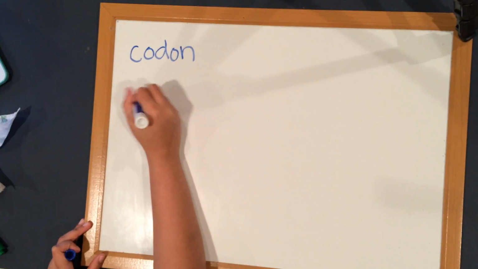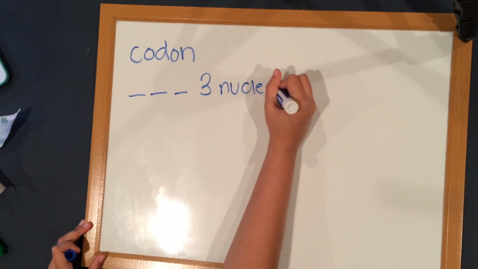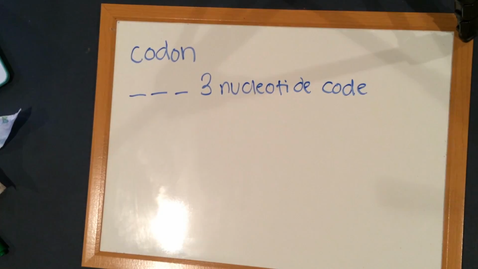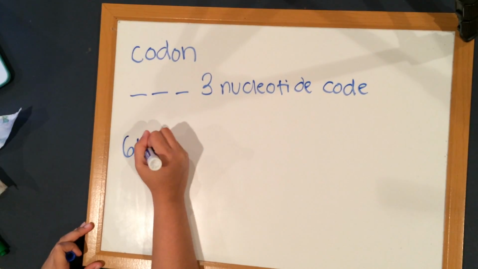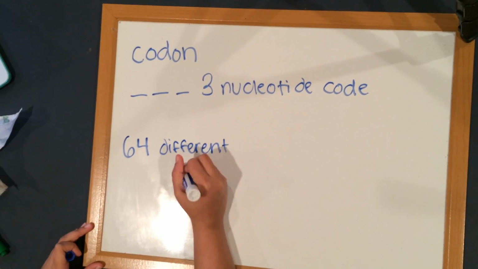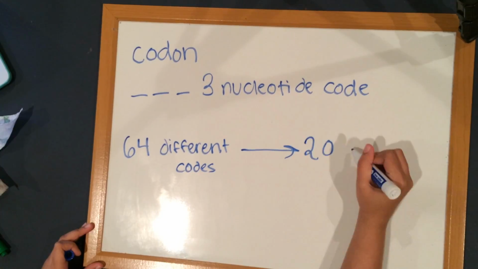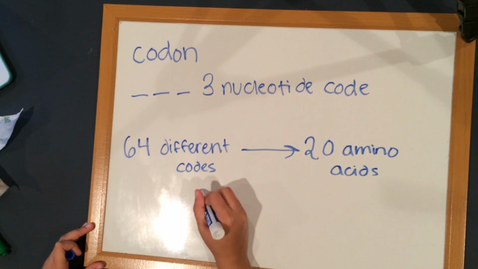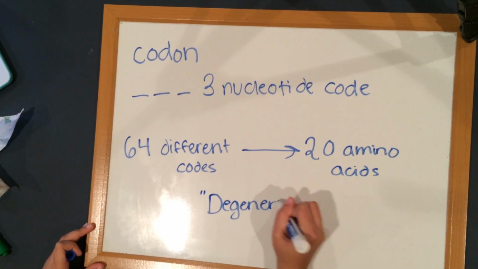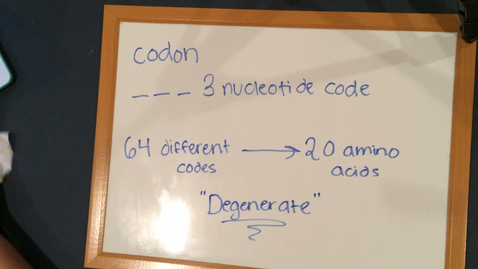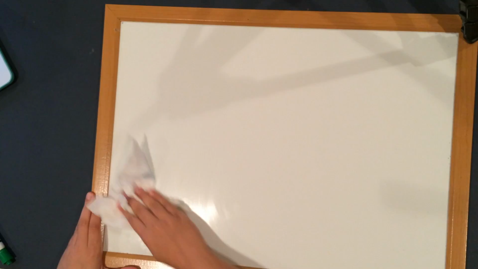The genetic code uses mRNA nucleotides as letters. A word, or a codon, consists of 3 nucleotides, which is a triplet code. A codon specifies for an amino acid in a protein. There are 64 different codons, but only 20 amino acids, so this code is called degenerate.